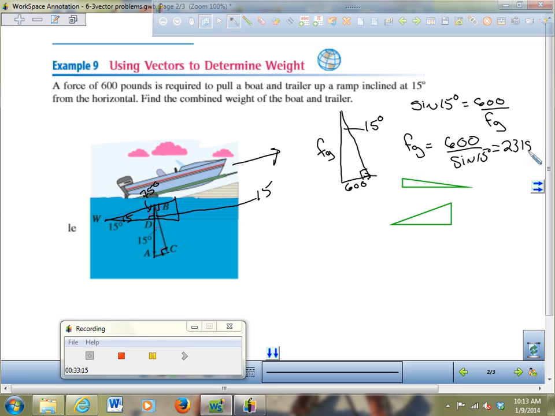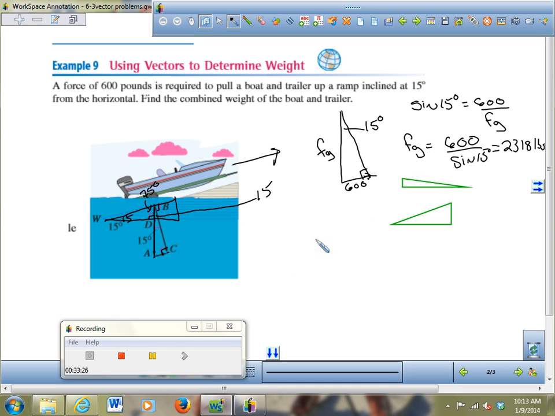So, how do you write pounds? LBs, or sometimes they use the numbers. So that's kind of interesting. It's kind of cool because if you're doing a problem, and I say I'm pulling this up with 15 pounds of force, and my angle of my ramp is 15 degrees, how much does that boat and the trailer weigh? So you could actually break it apart.